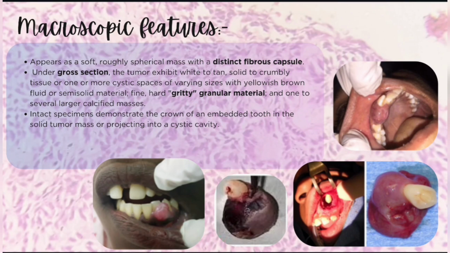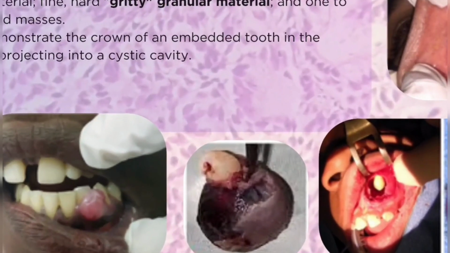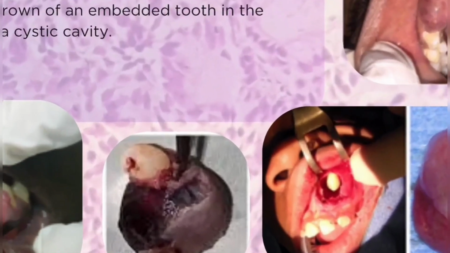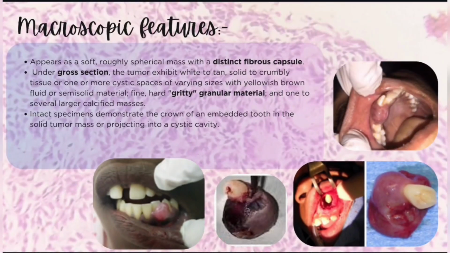Intact specimens demonstrate the crown of an embedded tooth in the solid tumor mass or projecting into the cystic cavity, which is the sign of impaction, mostly seen, as I've told, in the cuspid region, but can also be found in maxillary posteriors and also in mandibular cases, as seen in this picture. Here we can appreciate a tooth coming out of the cystic cavity. And in this picture we can see adenomatoid odontogenic tumor along with an unerupted canine.